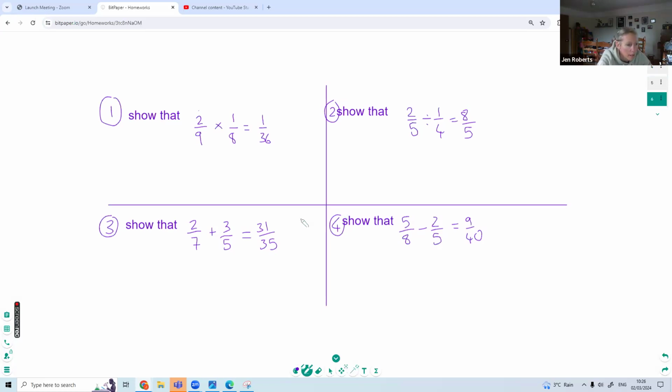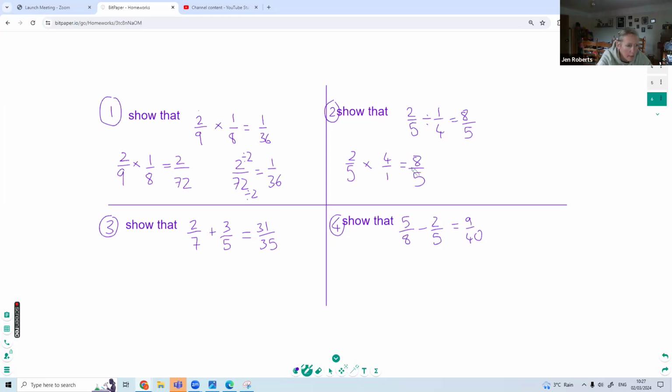Okay, so the first one. 2 times 1 is 2. 9 times 8 is 72. We just need to show that simplifies to 1/36. Divide by 2. Divide by 2. Keep, flip, change.